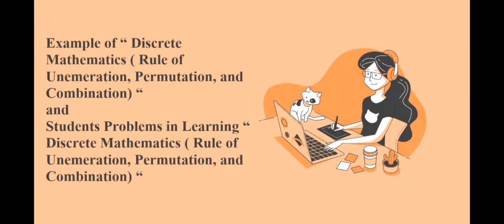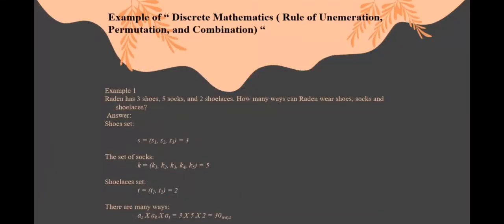Explanation about topics 3 and 4 will be given by Siti Syawirah Muslihah. Bismillah, thank you for the chance. I want to explain examples of discrete mathematics, rule of enumeration, permutation, and combination, and students' problems in learning discrete mathematics, rule of enumeration, permutation, and combination. First, examples of discrete mathematics, rule of enumeration, permutation, and combination.